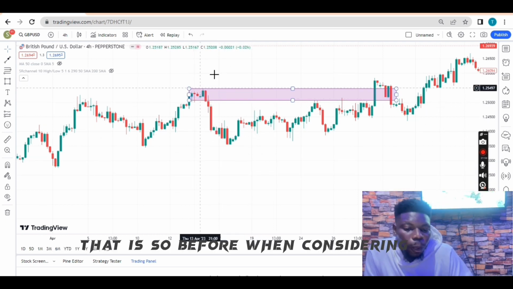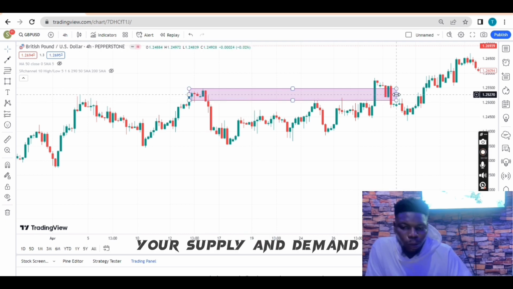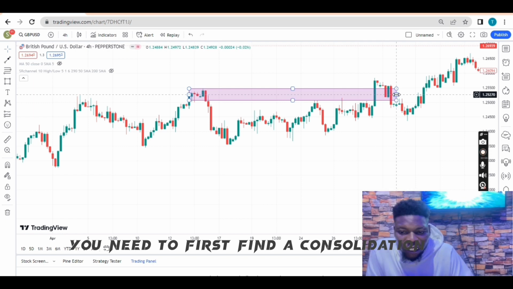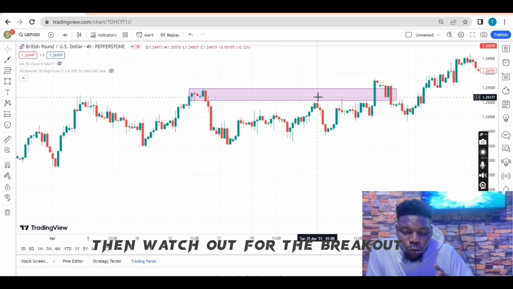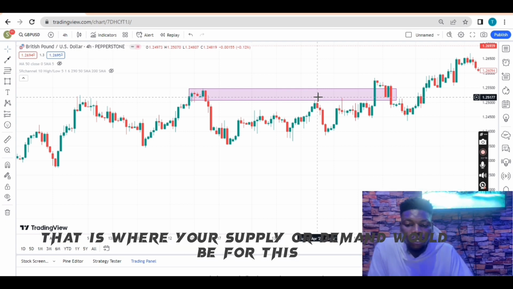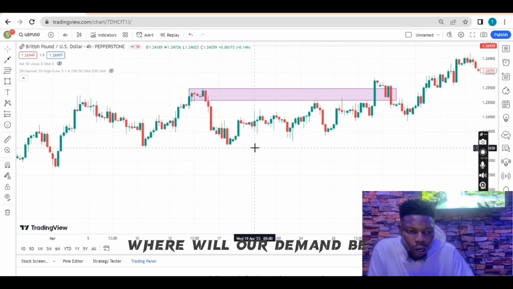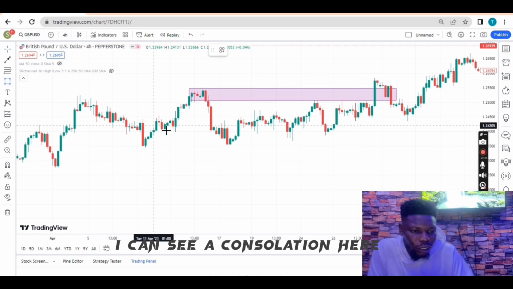So that's it. Before considering your supply and demand, you need to first find a consolidation, then watch out for the breakout. Here the consolidation started, that is where your supply or demand will be. For this is the supply. So where will our demand be? I can see a consolidation here.